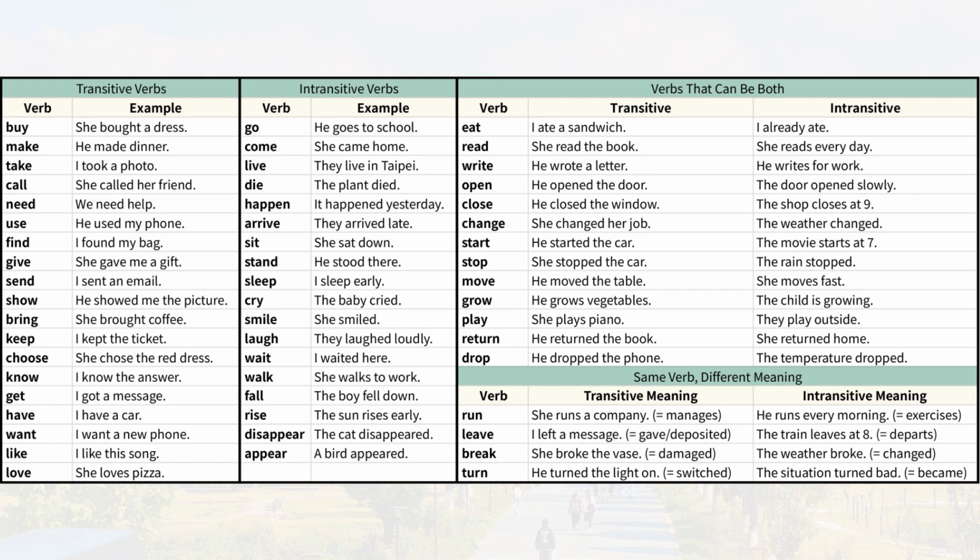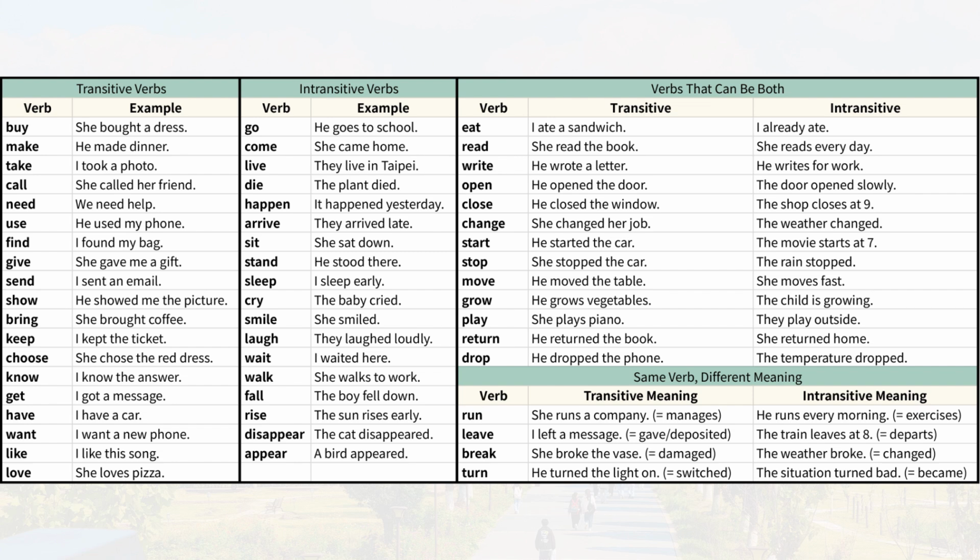Run. She runs a company, meaning she manages it. He runs every morning, meaning he exercises. Leave. I left a message, meaning I gave or deposited it. The train leaves at 8, meaning it departs. Break. She broke the vase, meaning it was damaged. The weather broke, meaning it changed.